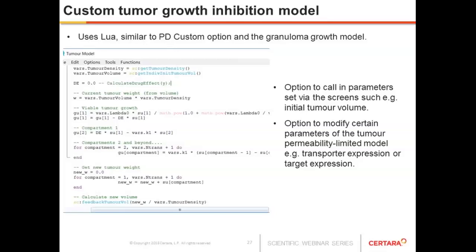Through this model, you can then define the tumour volume, but you can also define and modify certain other parameters of the tumour distribution models. So, for example, transporter expression, which you can change over time, or target expression, to incorporate these additional mechanisms and additional changes which may occur as the tumour grows and develops, or shrinks, of course, with growth inhibition and killing of the tumour by the drug. So this enables incorporation of much more complex scenarios.